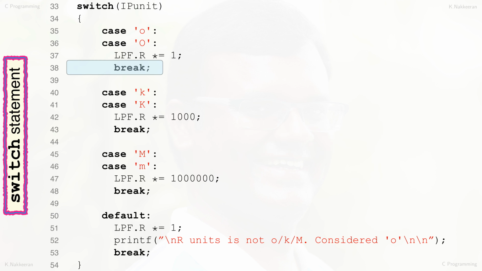Break statement in line 38 represents the end of the body of this case and the program controller should go to line 55, that is just after the end of the entire switch statement.